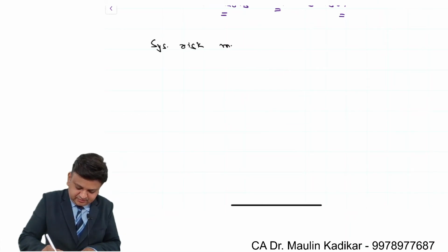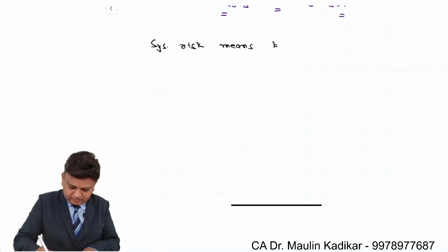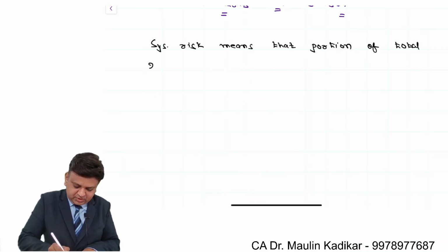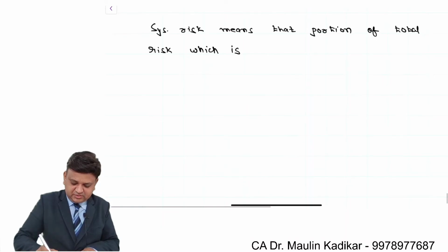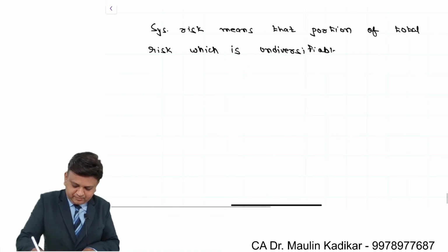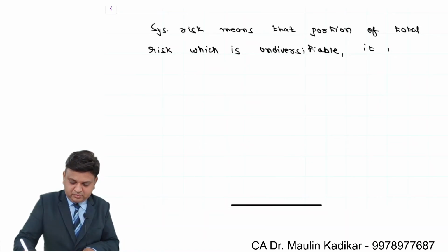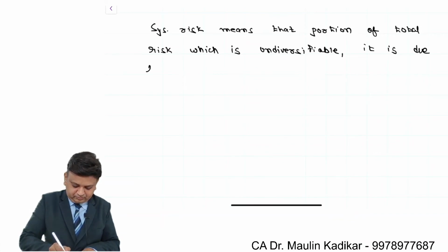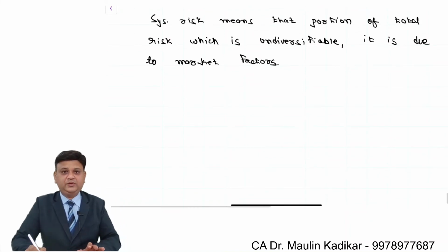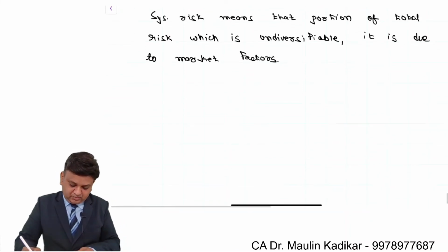Systematic risk means that portion of total risk which is undiversifiable, comma, it is due to market factors. Full stop. With paragraph write down.